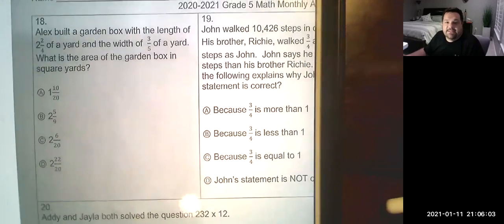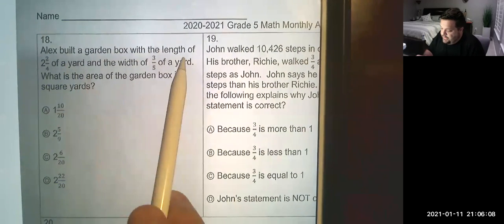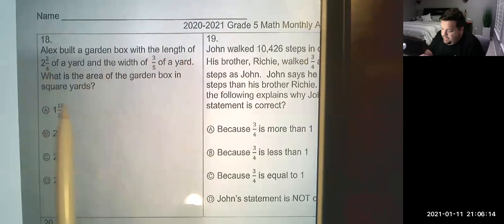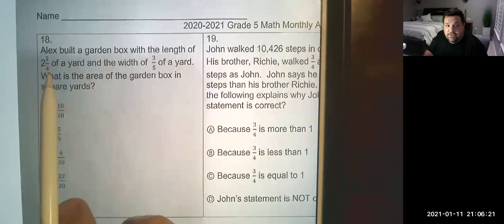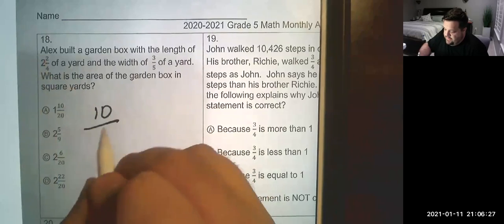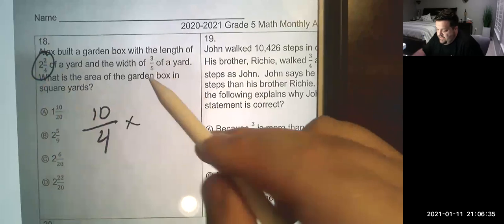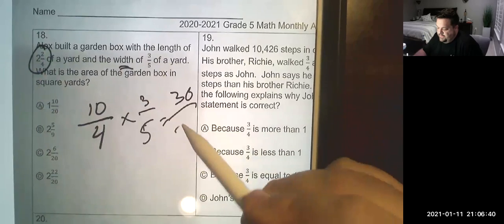Number 18 is the same problem we've done a quadrillion times in this test. It's just multiplying. Look, they built a garden, a length of 2 2/4, a width of 3/5. What is the square area of the garden box? All you're doing is multiplying. Let's convert this 2 2/4. You would do 4 times 2 is 8, plus this 2 is 10 fourths. That's just converting that into a fraction, right? Times the width of 3/5. You multiply across, 30 over 20.